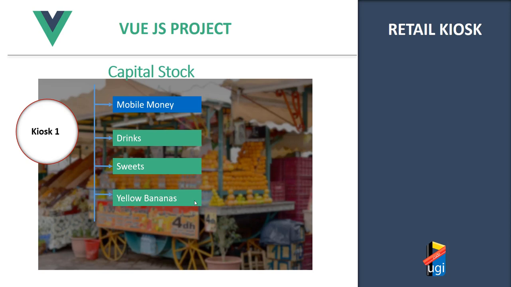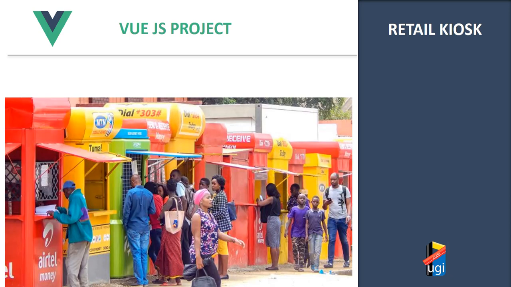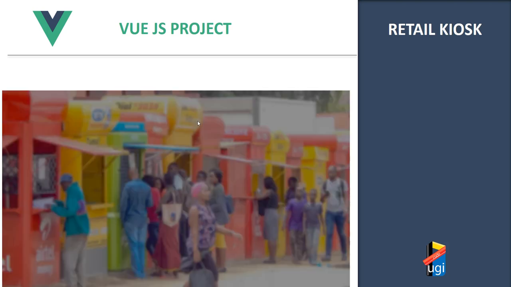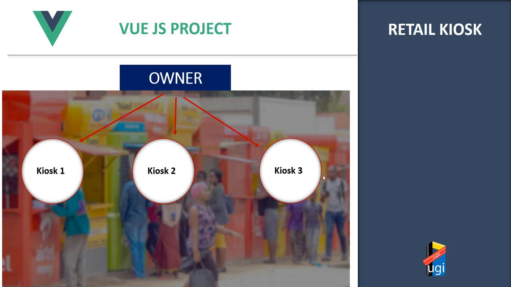So the problem now here comes in when you have different kiosks as one owner. Okay, so all these are kiosks. So these are kiosks of mobile money. So we have a kiosk of brand of Airtel, MTN, among others, Safaricom, the one you see in green, among others. So all these kiosks, three of them may be belonging to one individual. So the owner is one, and that owner has three kiosks.